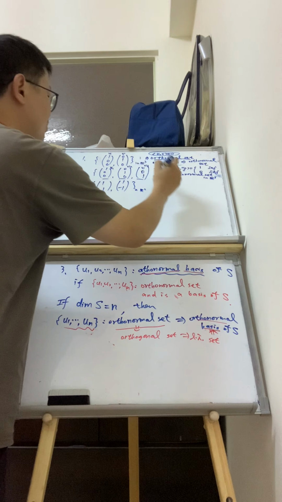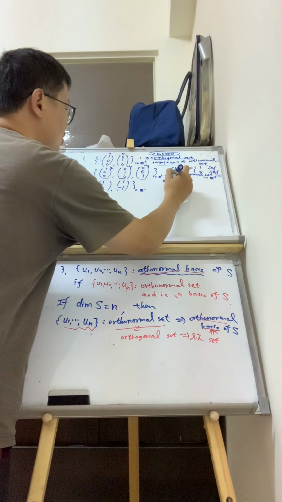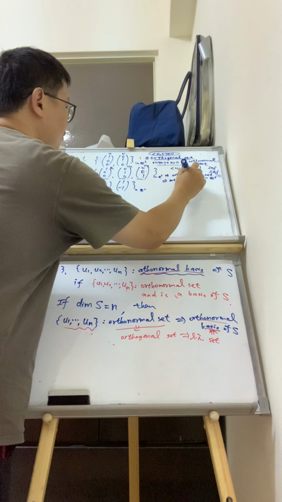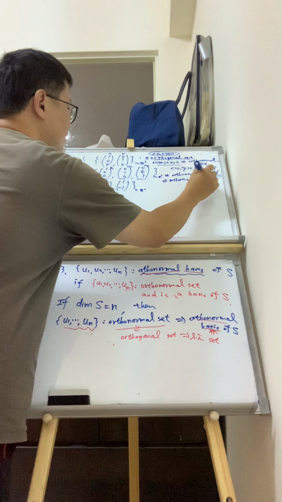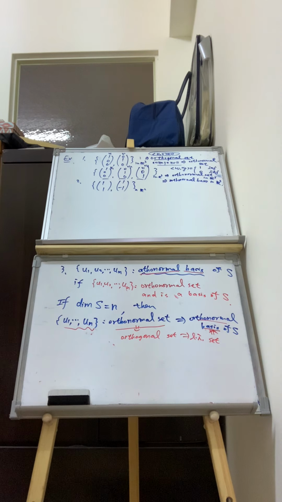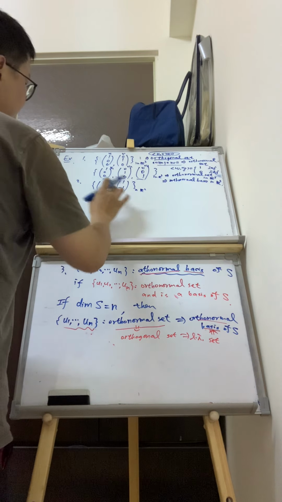But it has 3 vectors, so it's also an orthonormal basis in R3. And now let's see this example.